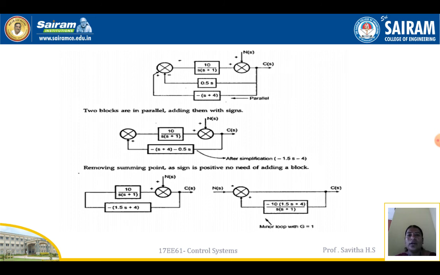So now 10 divided by s into s plus 1 and 0.5 minus s plus 4. The two blocks are in parallel, adding them with the signs. So minus of s plus 4 minus of 0.5. After simplification, it is minus 1.5s minus 4. Removing the summing point as the sign is positive, no need of adding a block. So we are getting minus 10 into 1.5s plus 4 divided by s into s plus 1 minor loop.